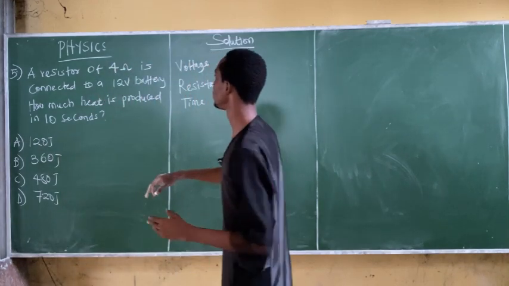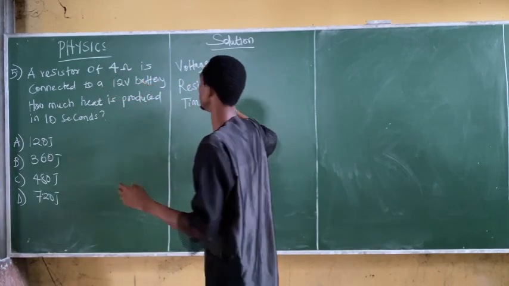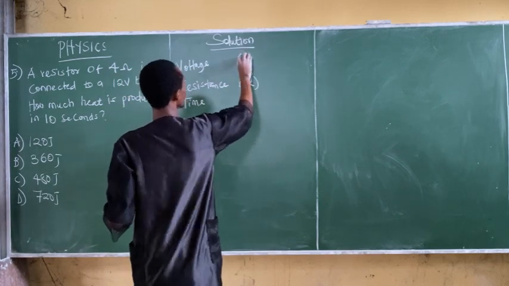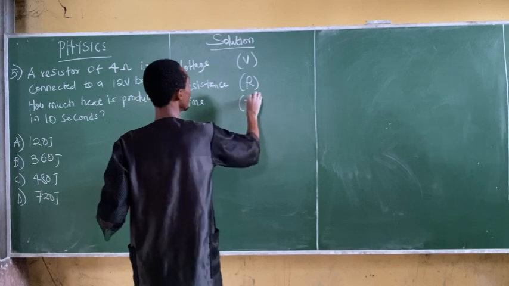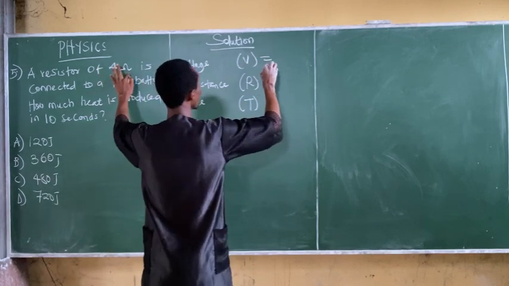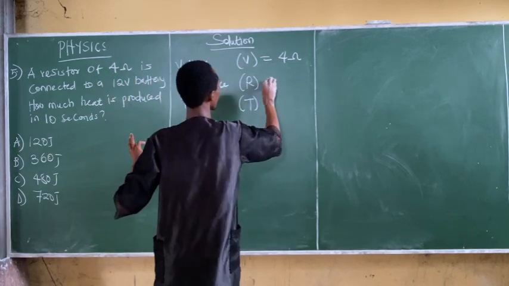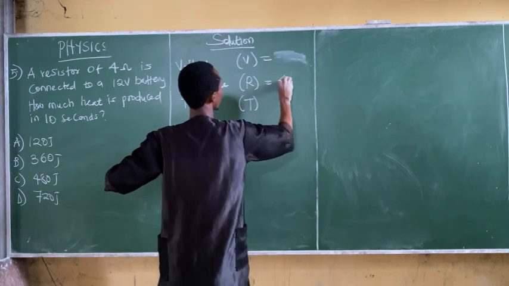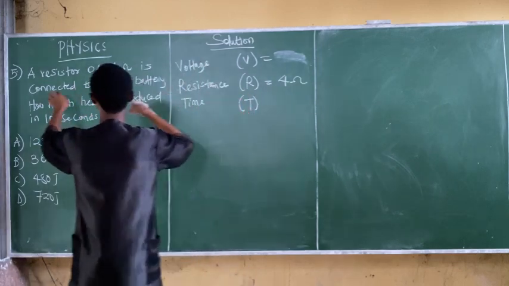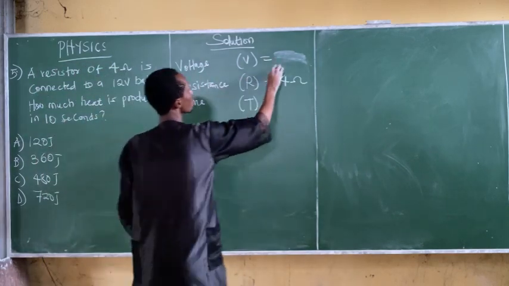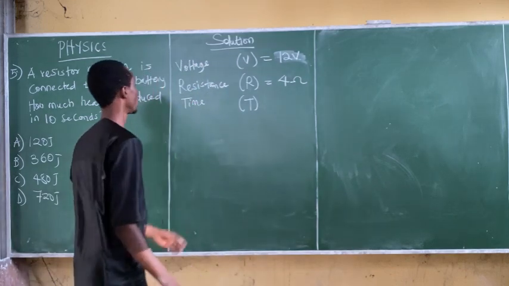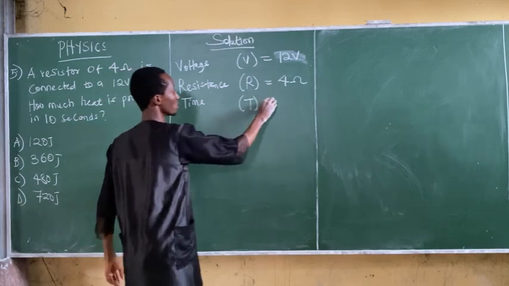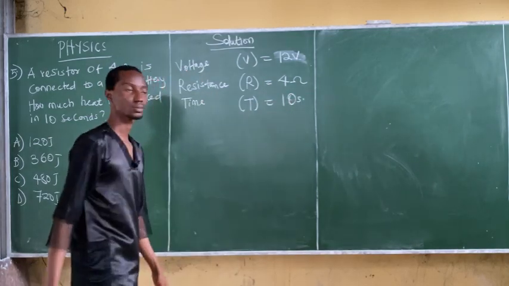From the question, we are given the resistance, the resistor, to be 4 ohms. We have R, this is V, and this is T. We have R from the question to be 4 ohms. The voltage is 12 volts. The time T is 10 seconds.